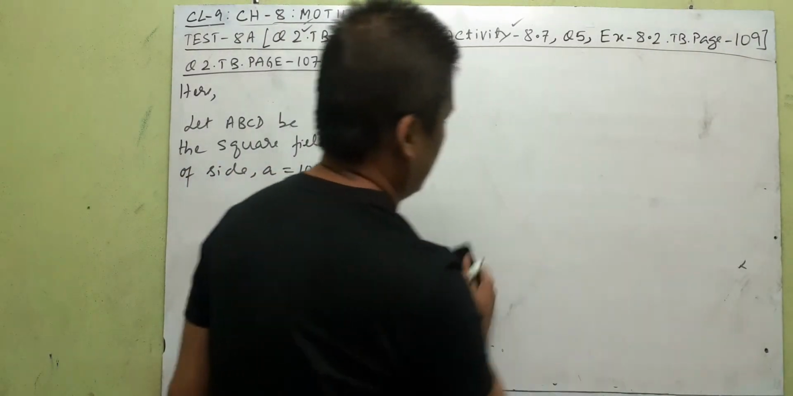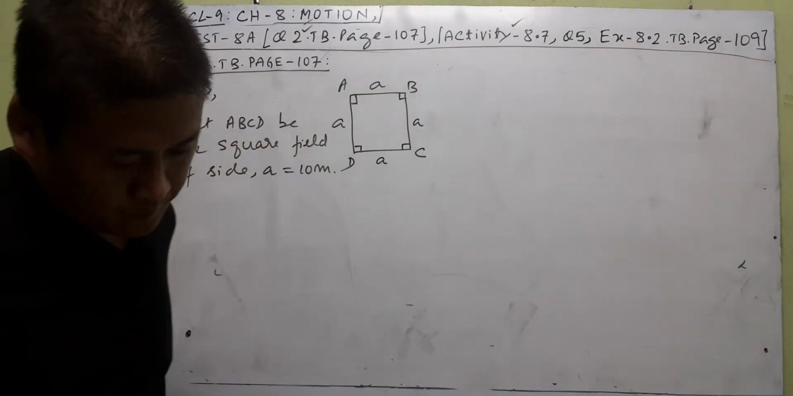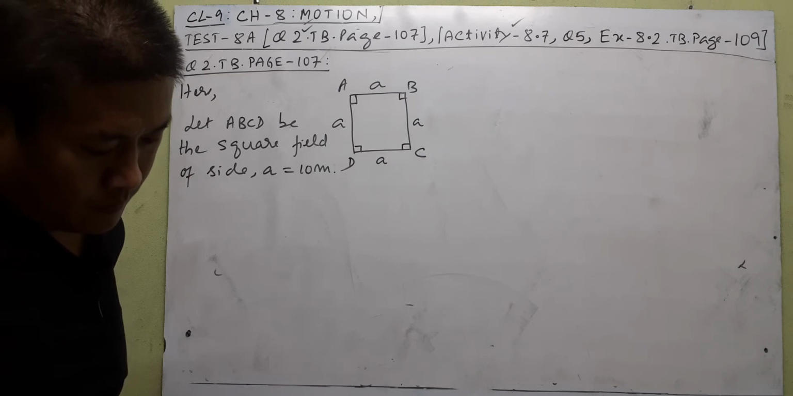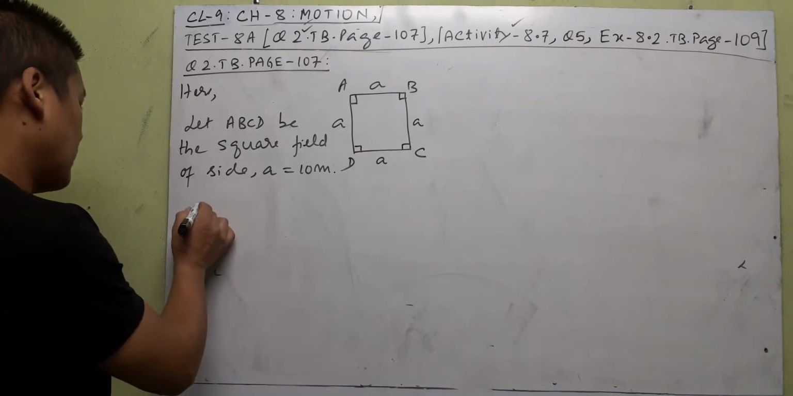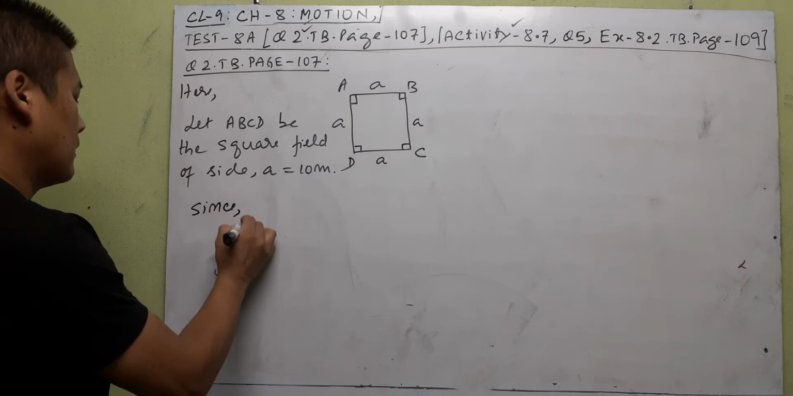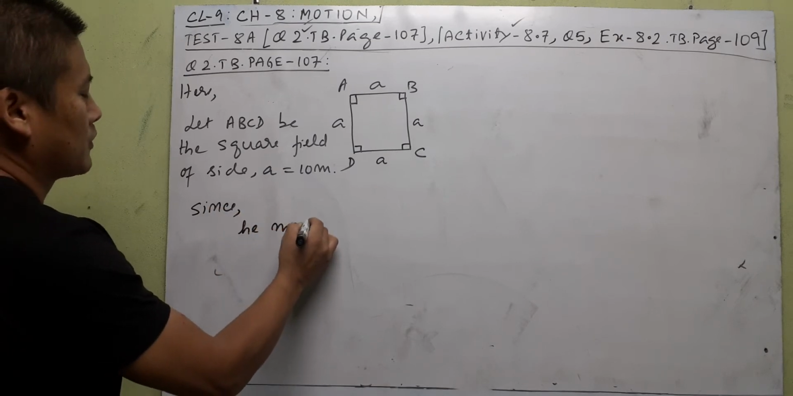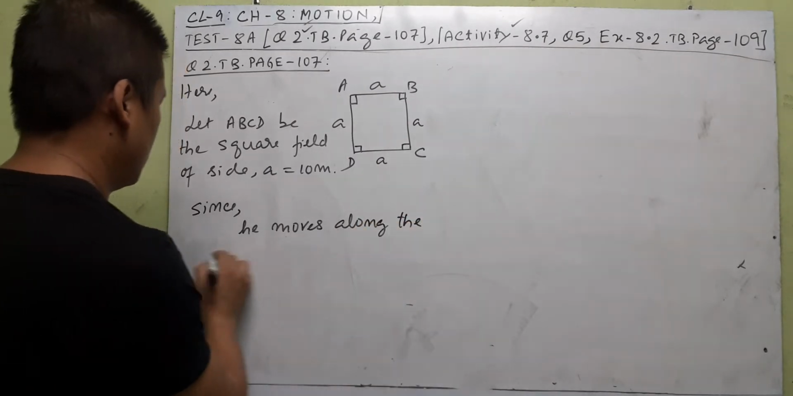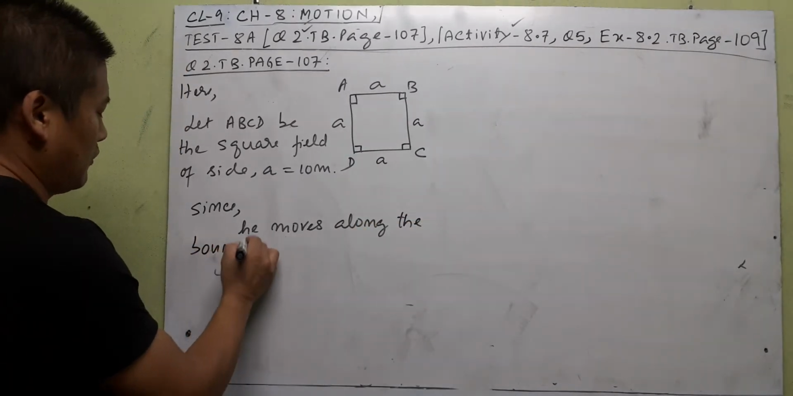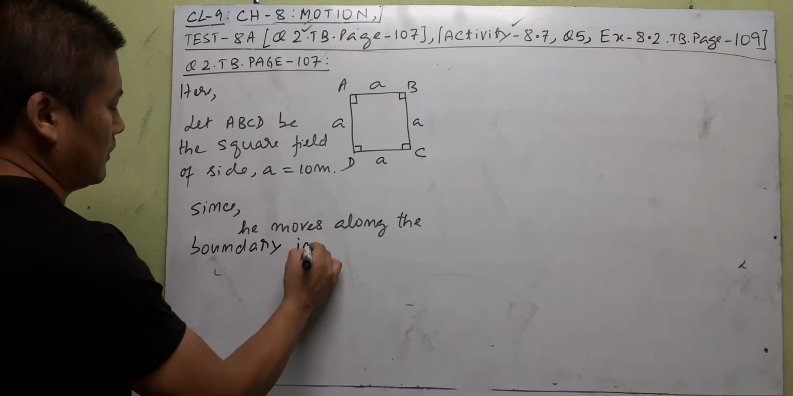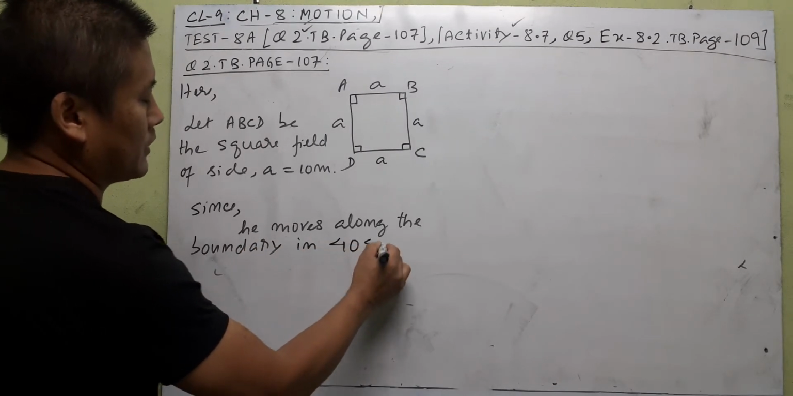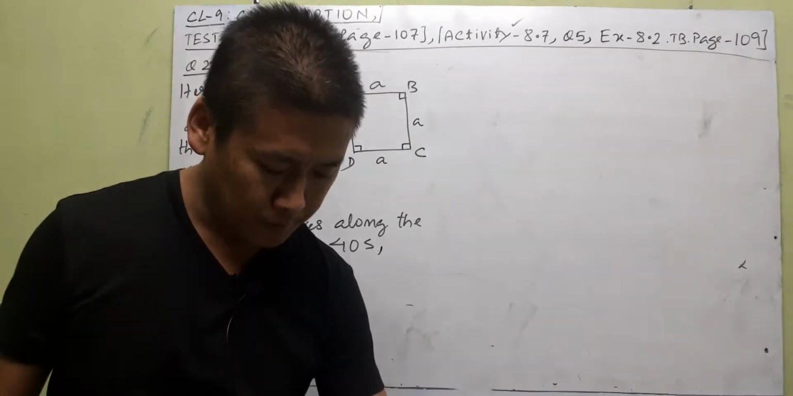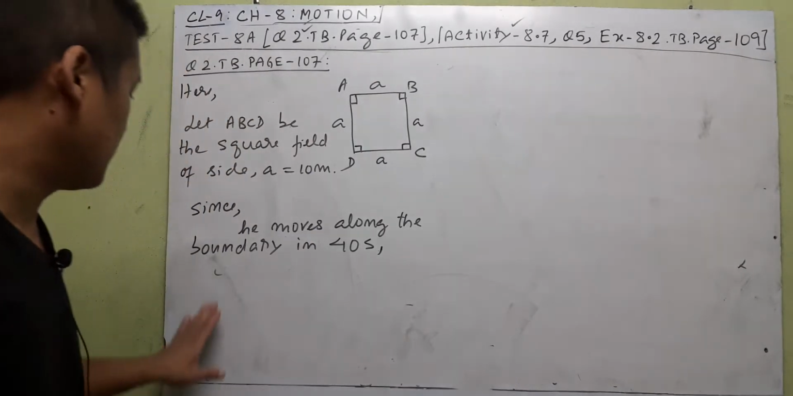Then let's go and read that. Since the question is saying he moves, that means the farmer moves along the boundary, taking 40 seconds. Question is saying that. You can see that in the first part of the question. You can go and see if you want. Okay, so what does this mean?